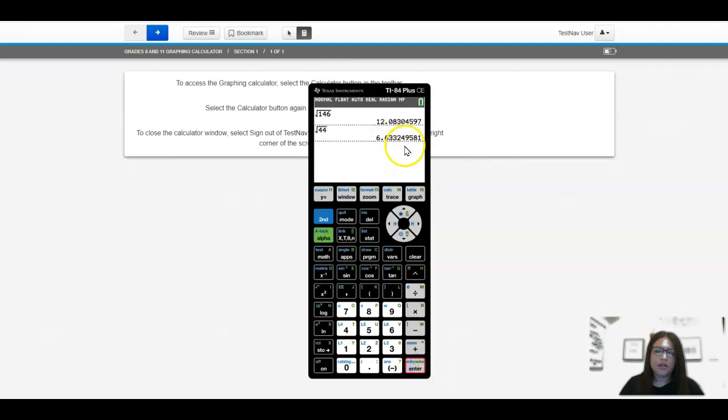Now once again, we need a lot of digits because this is irrational. So we're going to have to round again. Let's write a few digits. 6.6332.